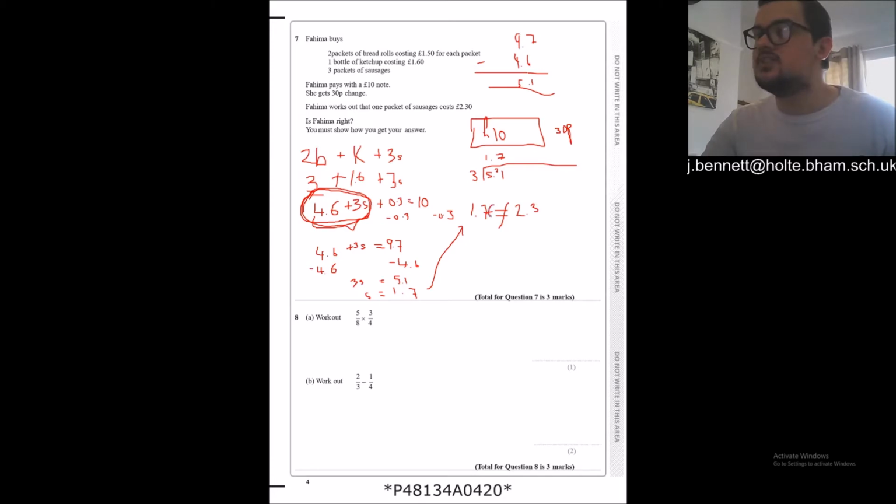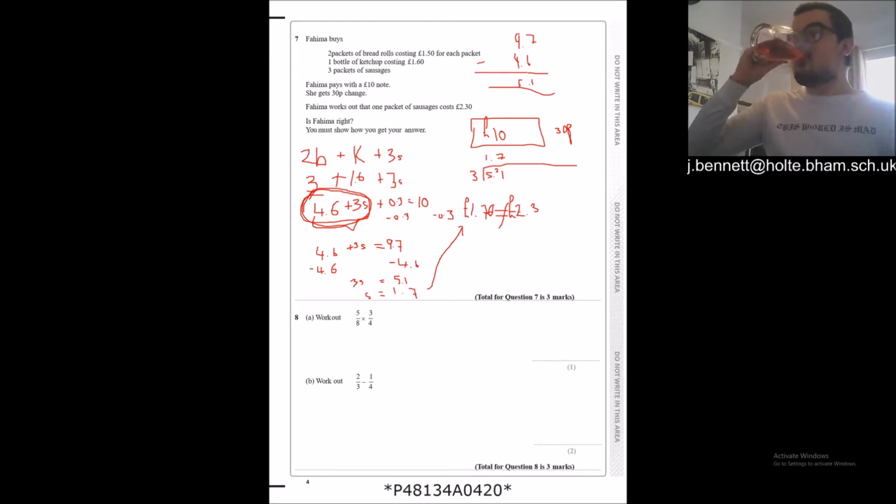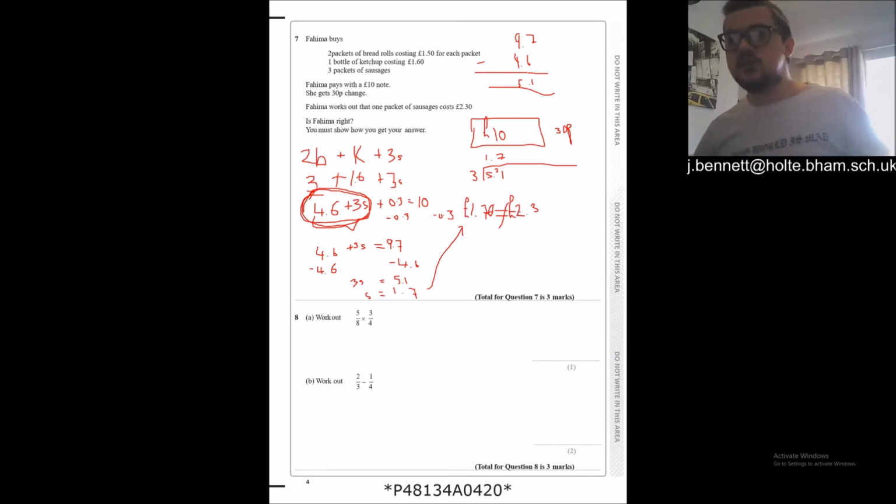So if we actually just write it with pound signs, just so it's a little bit clearer, £1.70 does not equal £2.30. And then just on the safe side, we look back at the question. It says, is Fahima right? So we need to write a little sentence that explicitly says whether or not she is right.